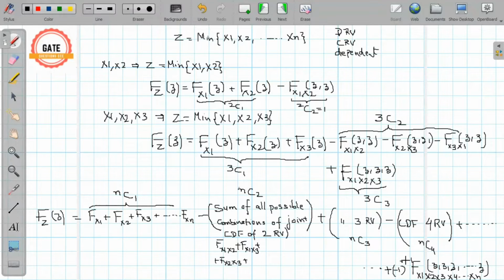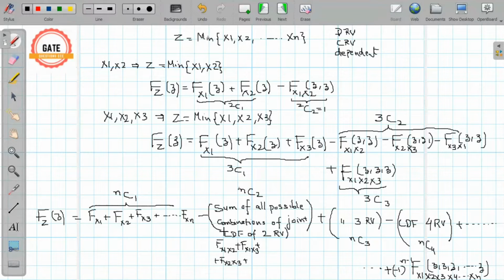If you put here n equal to 2, you can observe it will be minus. Similarly, for three random variables, you can observe here that the last term has sign plus. So if you put here 3, then 3 minus 1 will be 2, so again it will be plus. So this is the CDF of Z in the most general case, where all the random variables can be either discrete or continuous random variables.